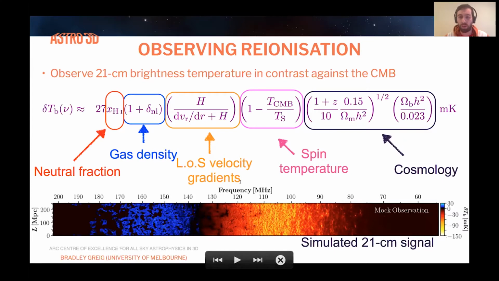And that's going to be one of the main focuses of this talk as well. And then, as I said, cosmology. And down the bottom, this is a simulated 21 centimeter signal. So you can see here that it's rich with astrophysical information. You have the morphological structure of reionization, and you also have large temperature contrast as it goes through different epochs from the cosmic dark ages down to the epoch of reionization.